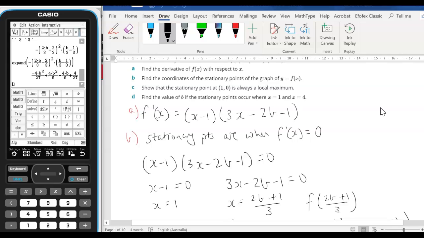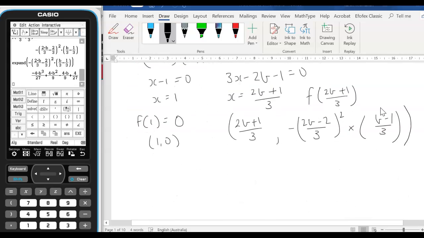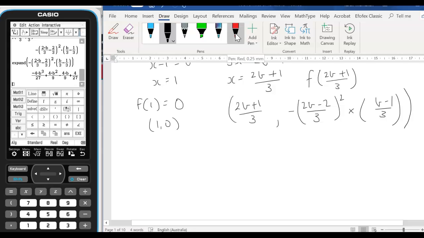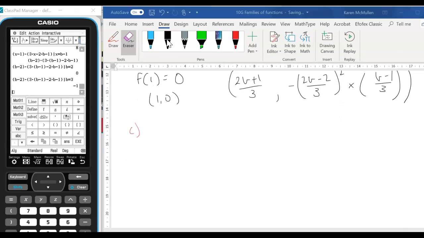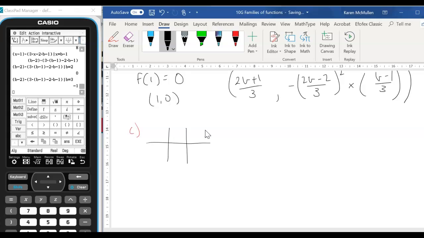All right, show that the stationary point at (1, 0) is always a local maximum. Okay, so question C. All right, so when we're used to finding the types of stationary points, we know we have to do a table. So let me just quickly do one here. So we know that there is a stationary point at x equals 1. So that is a 0 gradient. So we could do what is happening before 1, but the problem is here, we can't really put a value in because the value of b has to be greater than 1.